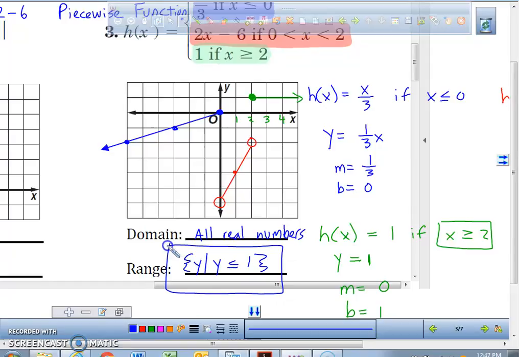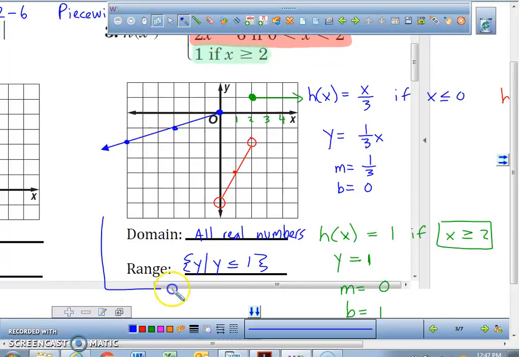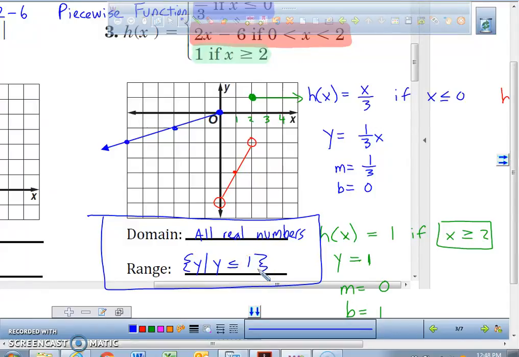And that's your range. Your domain is all real numbers, and your range, all the y values are less than or equal to 1. Like, what set of y values are being used? Only y values that are less than or equal to a 1 are technically being used.